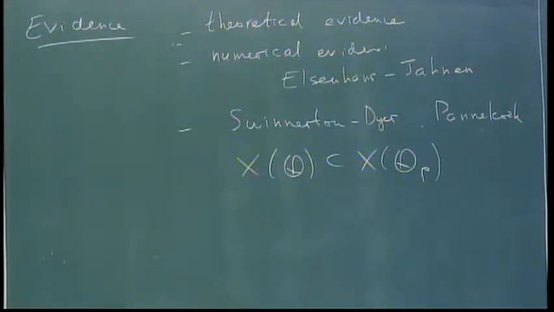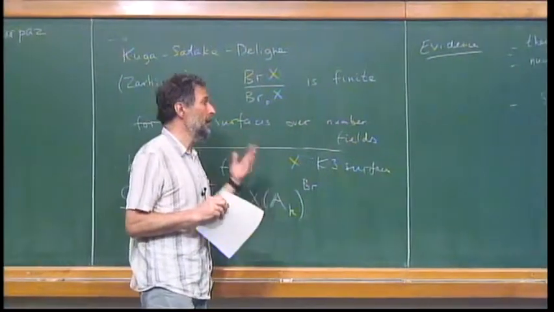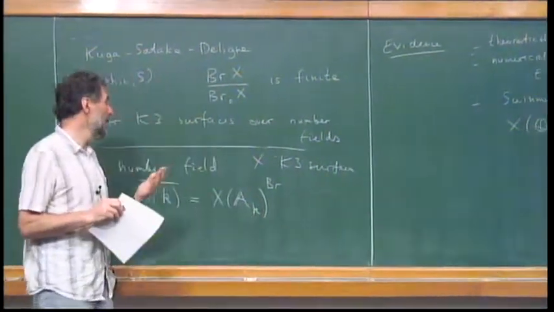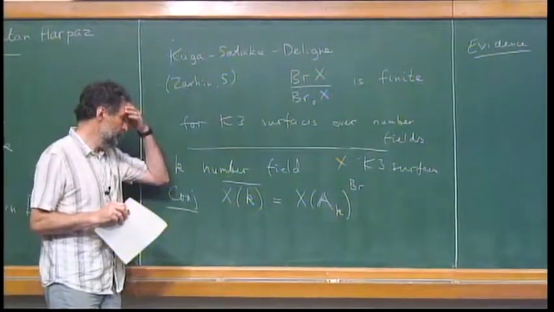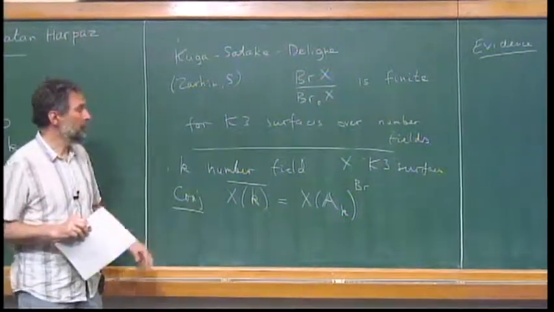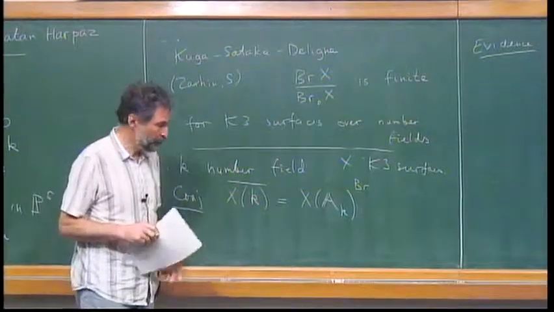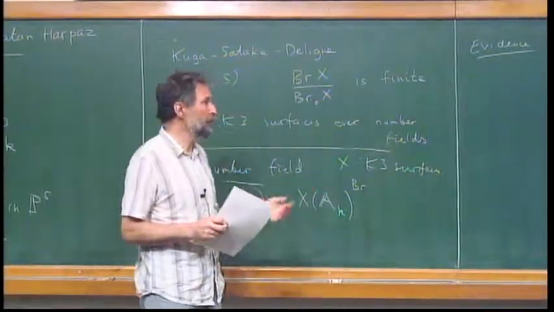So evidence is scant. And all the evidence, I guess, is for surfaces which have a pencil of elliptic curves. So maybe it would be more appropriate to state this conjecture for K3 surfaces with a pencil of curves of genus 1 on it. So I don't know.